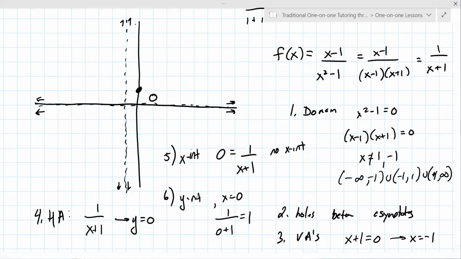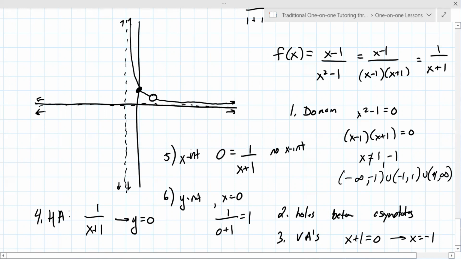And now you connect. You're like, all right, how can I connect? I can't cross the dashed lines. So I'm going to go down, boom, hit that point. I don't go through the hole, but I connect with it. And then because of the parent function, it goes like that.